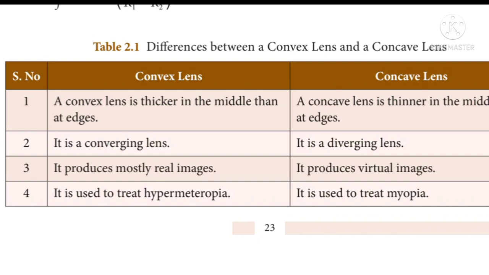Convex lens, it produces mostly real images. Concave lens, it produces virtual images. Convex lens, it is used to treat hypermetropia. Concave lens, it is used to treat myopia.